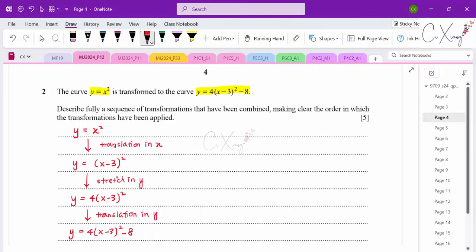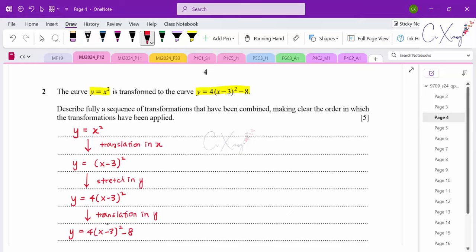Okay, so for the transformation of Y, basically we multiply something first, followed by plus or minus. So that means you multiply or divide something first. You follow the normal mathematical order of operations: multiply or divide come first, followed by plus or minus. Okay, so our sequence here is correct. Stretch in Y first, followed by translation. So you have to make sure that you have stretch in Y in front of translation in Y.